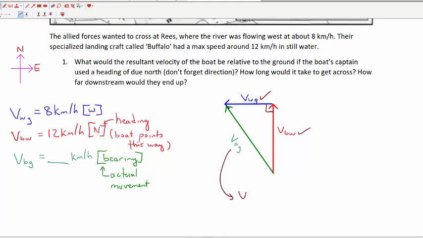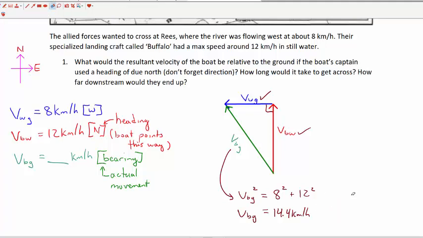So the velocity of the boat relative to the ground is going to be equal to our other sides here. So 8 squared plus 12 squared is going to be equal to the velocity of our boat relative to the ground squared. If we punch this into our calculator, 208. The square root of 208 is 14.4 kilometers an hour. Okay. So again, that is the square root of 208. That's where we got that from.